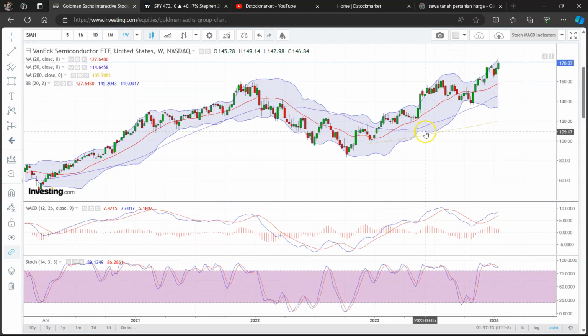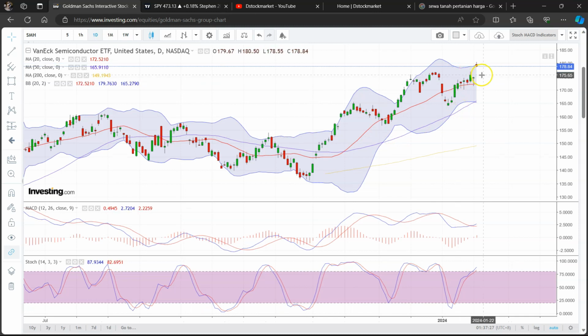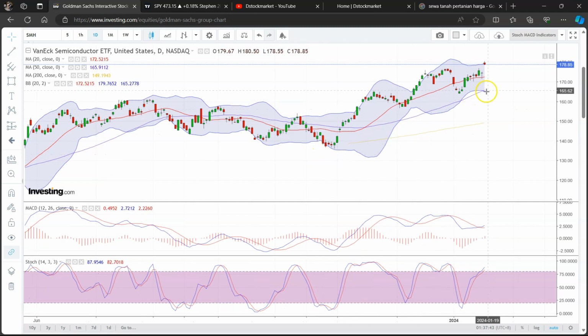The SMH is also making new highs, which is a plus point here, because when the semis and the techs are doing well, all the bearish divergence signals and fear of short-term selling in the major indexes can be ignored, because when the market is led by the semiconductors and also the tech, we're most likely to see newer highs here.